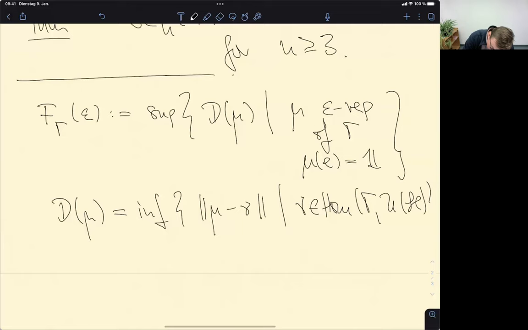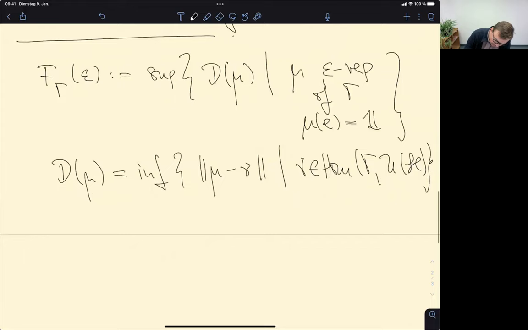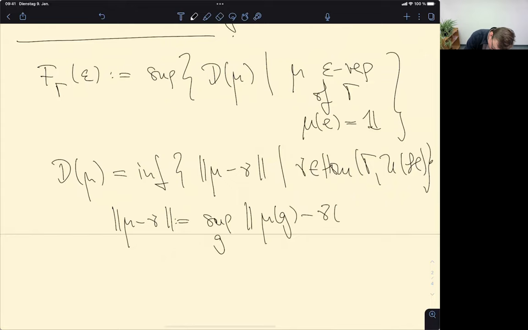So a priori, everything also depends on H. But let's just take H to be a standard infinite dimensional separable Hilbert space, so that's fixed once and for all. And this mu minus nu, well, that's just by definition the supremum over g of the operator norm of mu(g) minus nu(g). So that's really the supremum distance of mu to nu. So it just measures the distance.